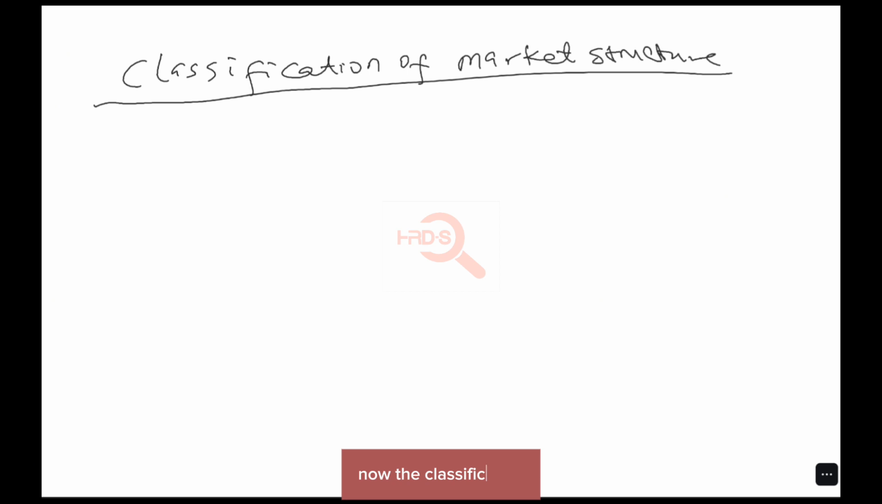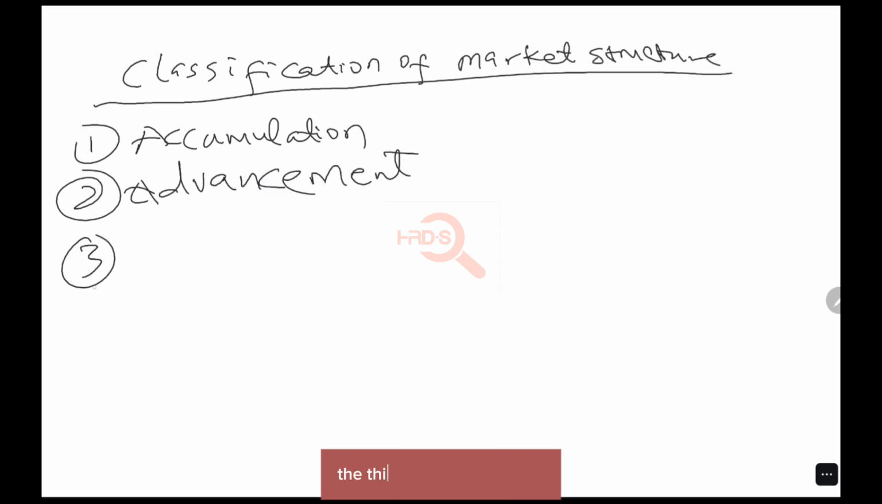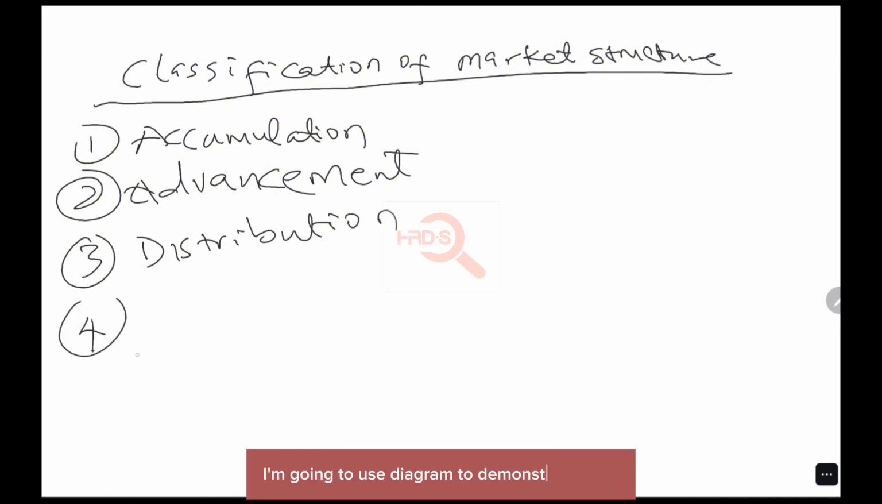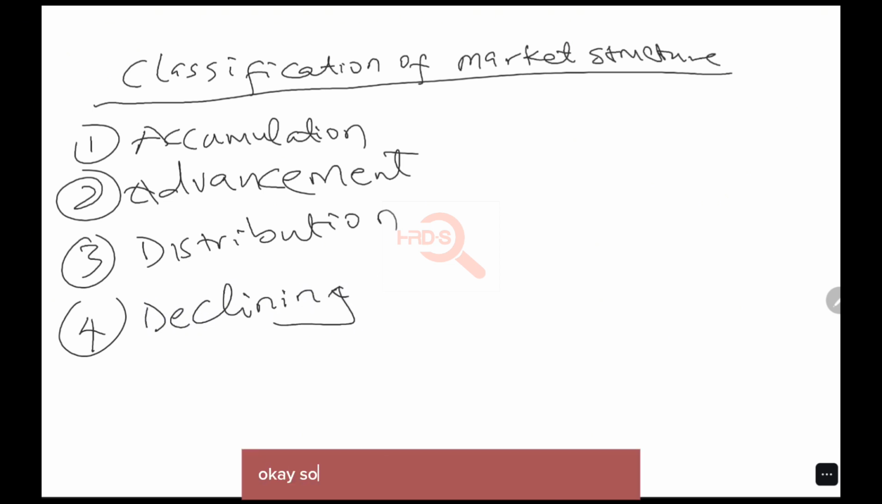Now, the classification of market structure is what I'm going to be treating in this lesson 1. And there are 4 classifications of the market structure. Now, the first one is accumulation. The second one is advancement. The third one is distribution. All these are big grammars. I'm going to use a diagram to demonstrate them, and then you will understand. And the last one is declining. Okay, so let me use a diagram to demonstrate this.